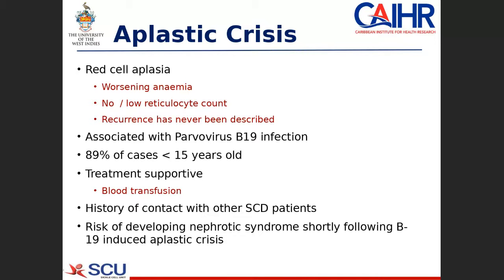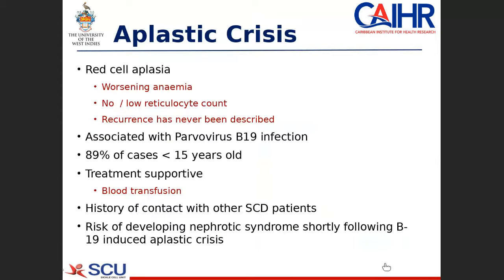Treatment is basically supportive. You need to give them a blood transfusion to restore circulating volume until their bone marrow recovers. You need to find out from persons whether they have other family members or close friends who have sickle cell disease that they are in contact with, because it is infectious, and it is likely that other household members with sickle cell disease will also develop aplastic crisis at some point within the upcoming weeks. There seems to be an association with nephrotic syndrome after a B19 induced aplastic crisis, maybe about 2 to 3 months later. So it's always something that we have to bear in mind.